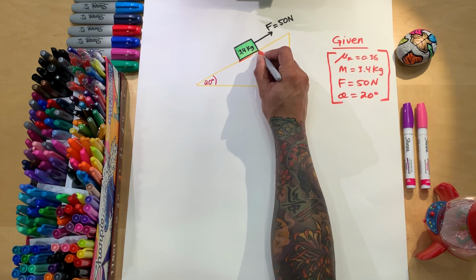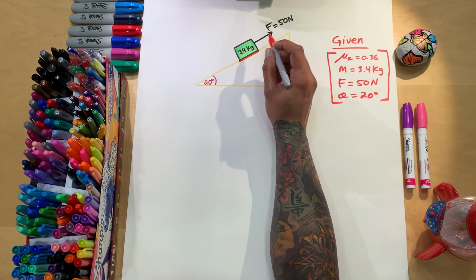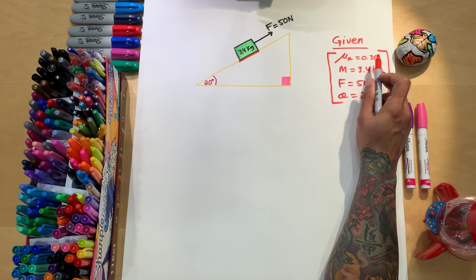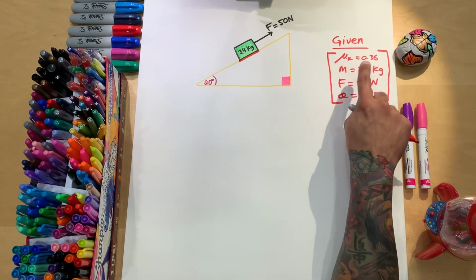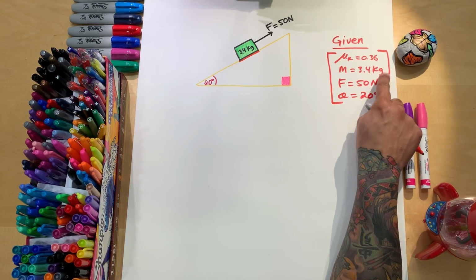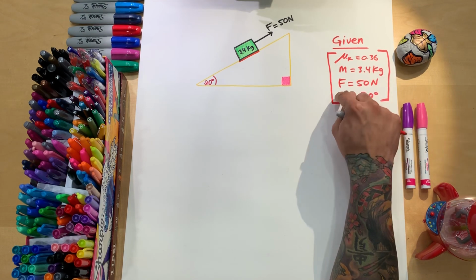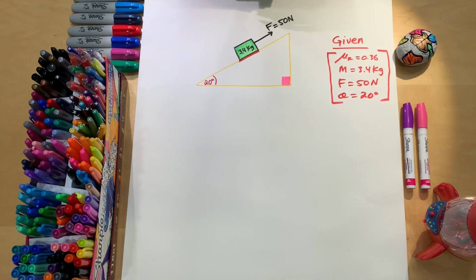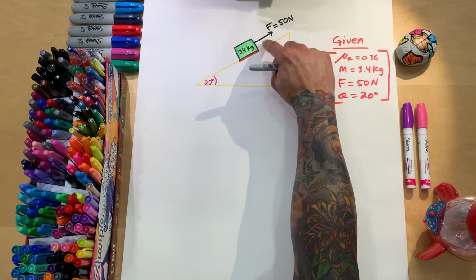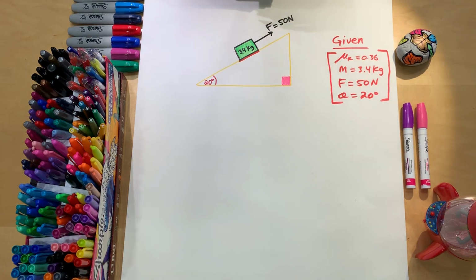So this part right here is giving friction of 0.36, and we have a mass of 3.4 kilograms, the force of 50 newtons, and the angle. Okay, so now we need to find the acceleration that's going on as a result of this force pulling upward.